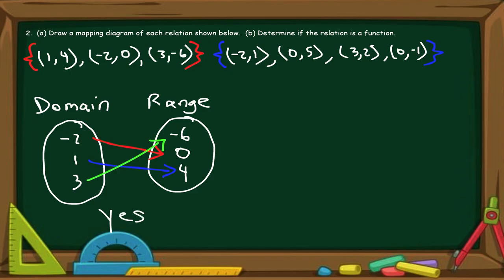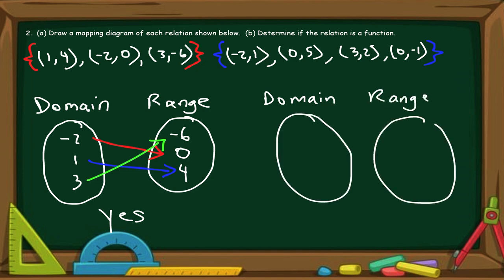Now let's move on to the second relation. So let's create a mapping diagram as well. Let's start with the domain. The lowest x value is -2. Next we have 0, and then the last one is 3. Now looking at the y values, the lowest one is -1, and then it's going to be 1, 2, and 5.